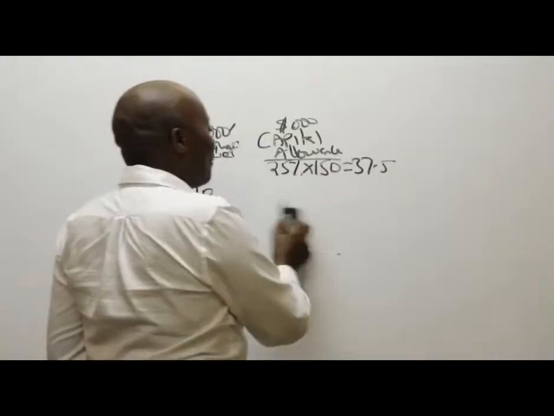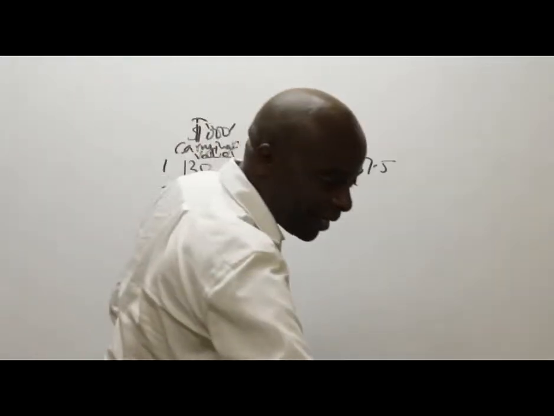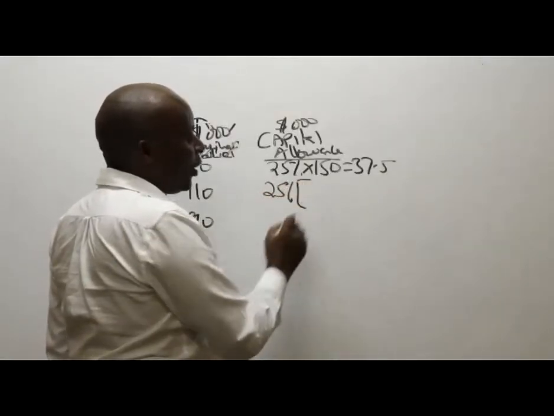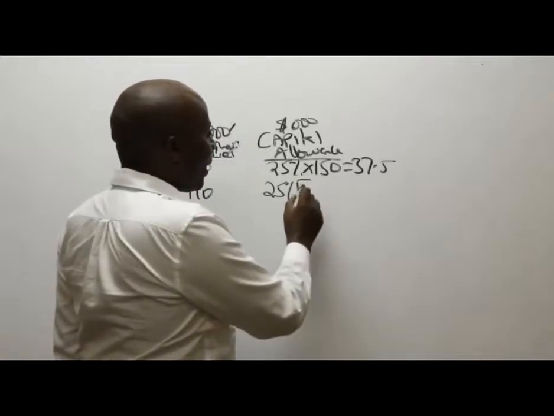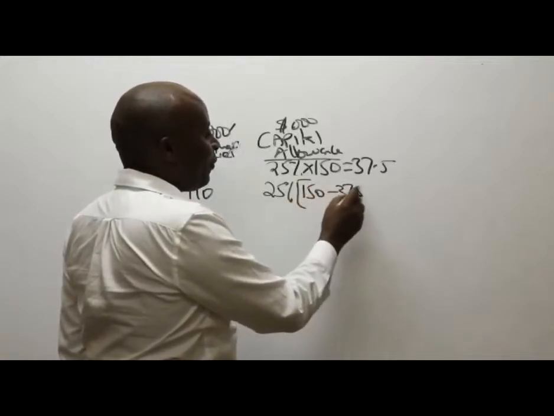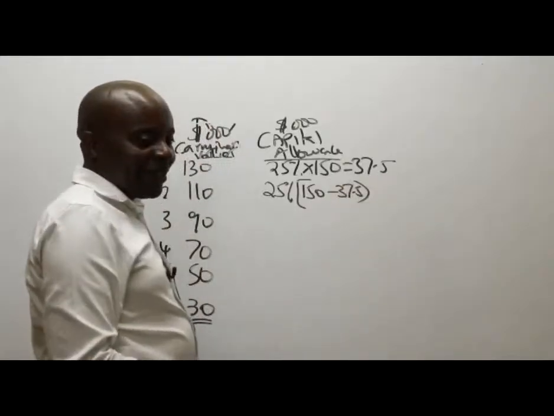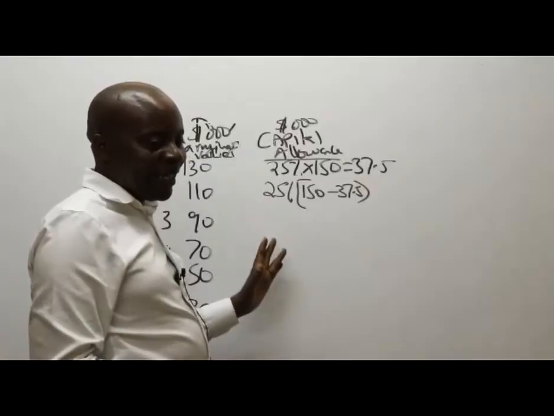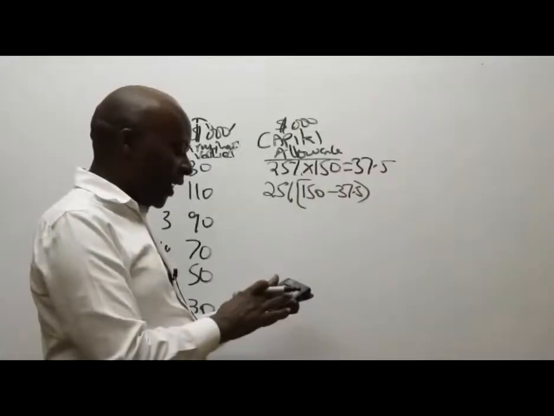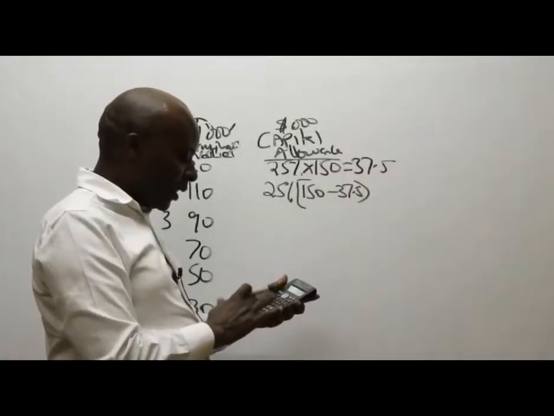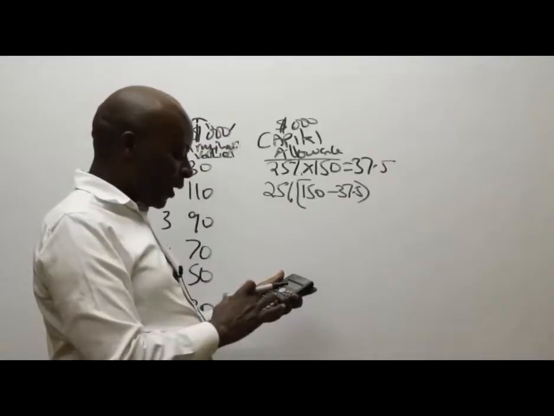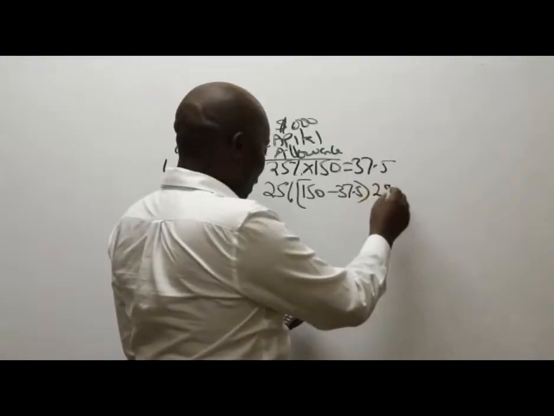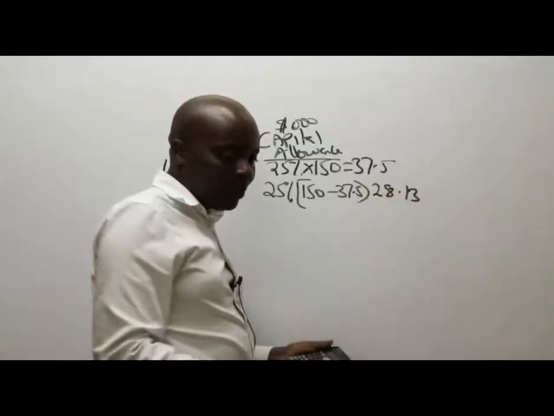So now listen to me. When I go to the second figure, I will take 25% of the reduced balance. Remember here, the original balance is 150 minus 37.5, what we lost there. So 25% is constant: 25% times, in brackets, the original minus what you have already lost. So it is 150 minus 37.5, times 0.25, which gives me 28.13. I want to round off to 2 decimal places.